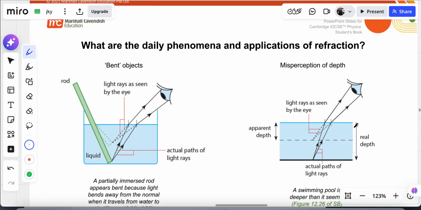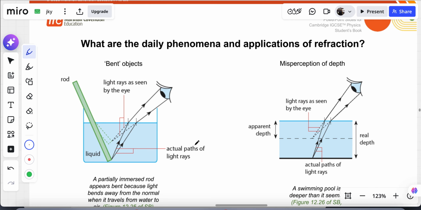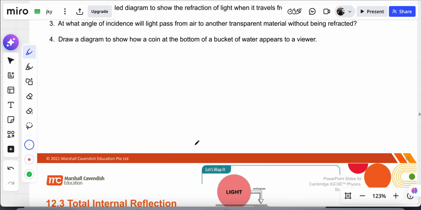So when you can see the bottom of rivers or lakes or swimming pools, don't jump into them if you don't know how to swim, because what you're seeing is not the real depth. So that's one application of refractive index. It shows you an apparent depth, not the real depth. The real depth of the object is way down below, but it's showing you as if the object gets to this point only.